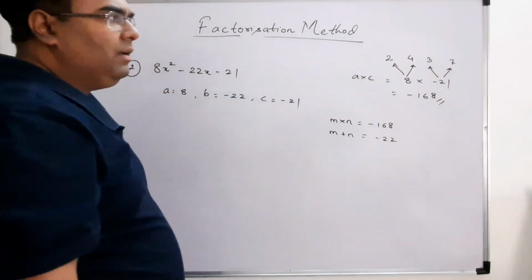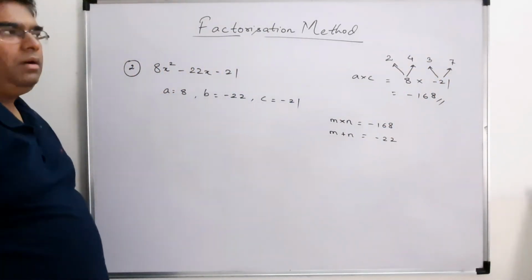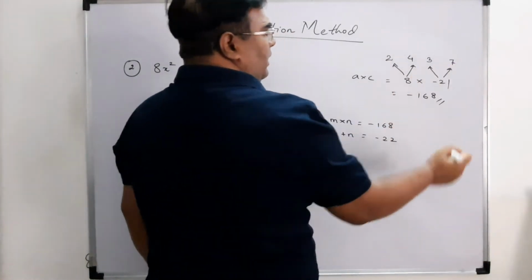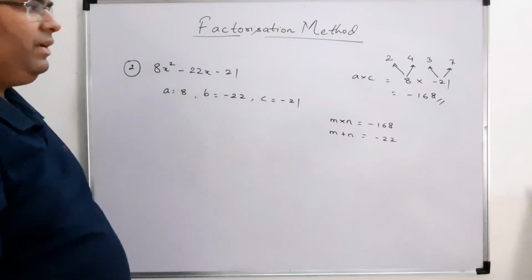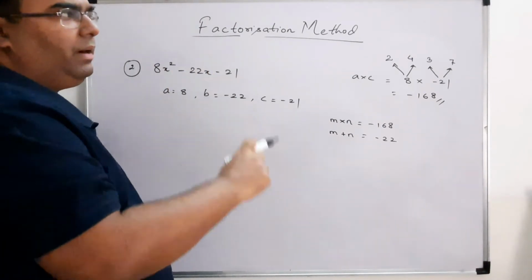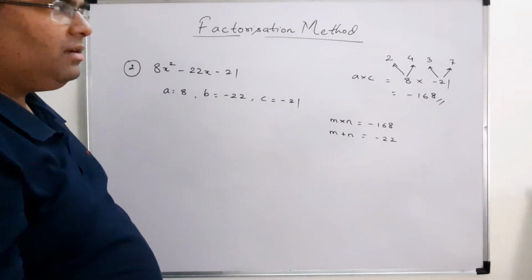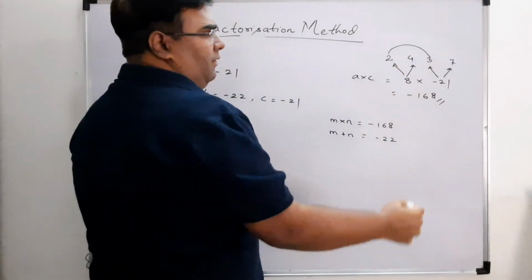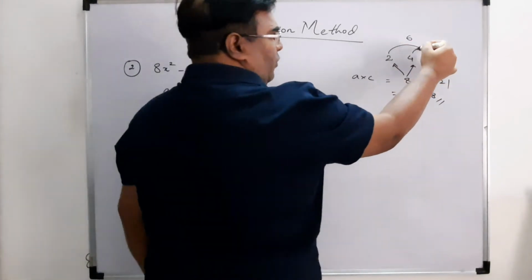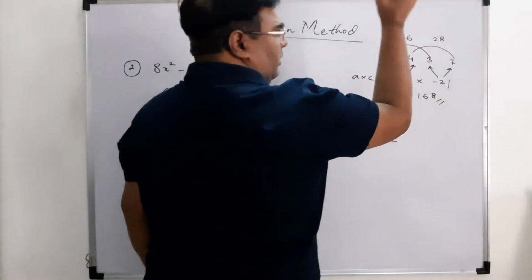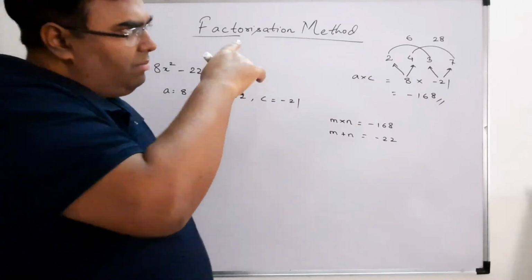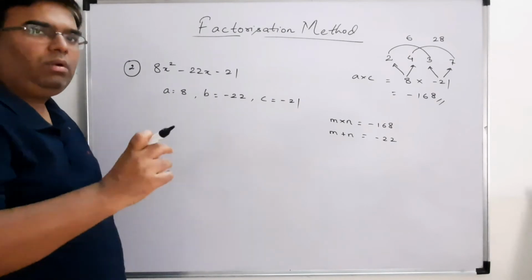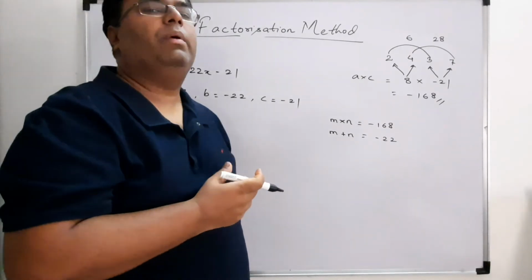Right now I am not writing the sign here. We will check how to write the sign. First I am taking these numbers 2, 4, 3 and 7. Now can we get 22 by combining these four numbers in a different manner? Suppose we take this 2 and 3, it will give me 6, and 4 and 7 will give me 28. 28 minus 6, we can get 22, right?